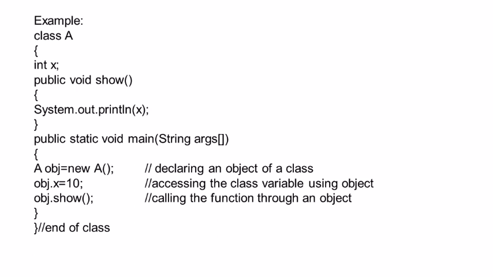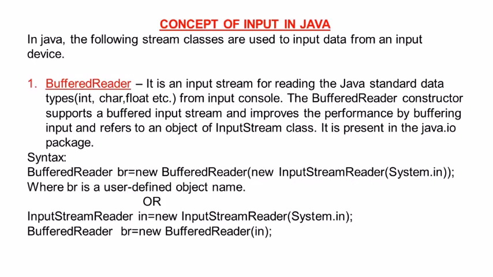Concept of input in Java. In Java, the following stream classes are used to input data from an input device. First is the BufferedReader class. It is an input stream for reading the Java standard data types like int, char, float, double, etc. from the input console. BufferedReader constructor supports a buffered input stream and improves the performance by buffering input and refers to an object of input stream class. It is present in the java.io package.